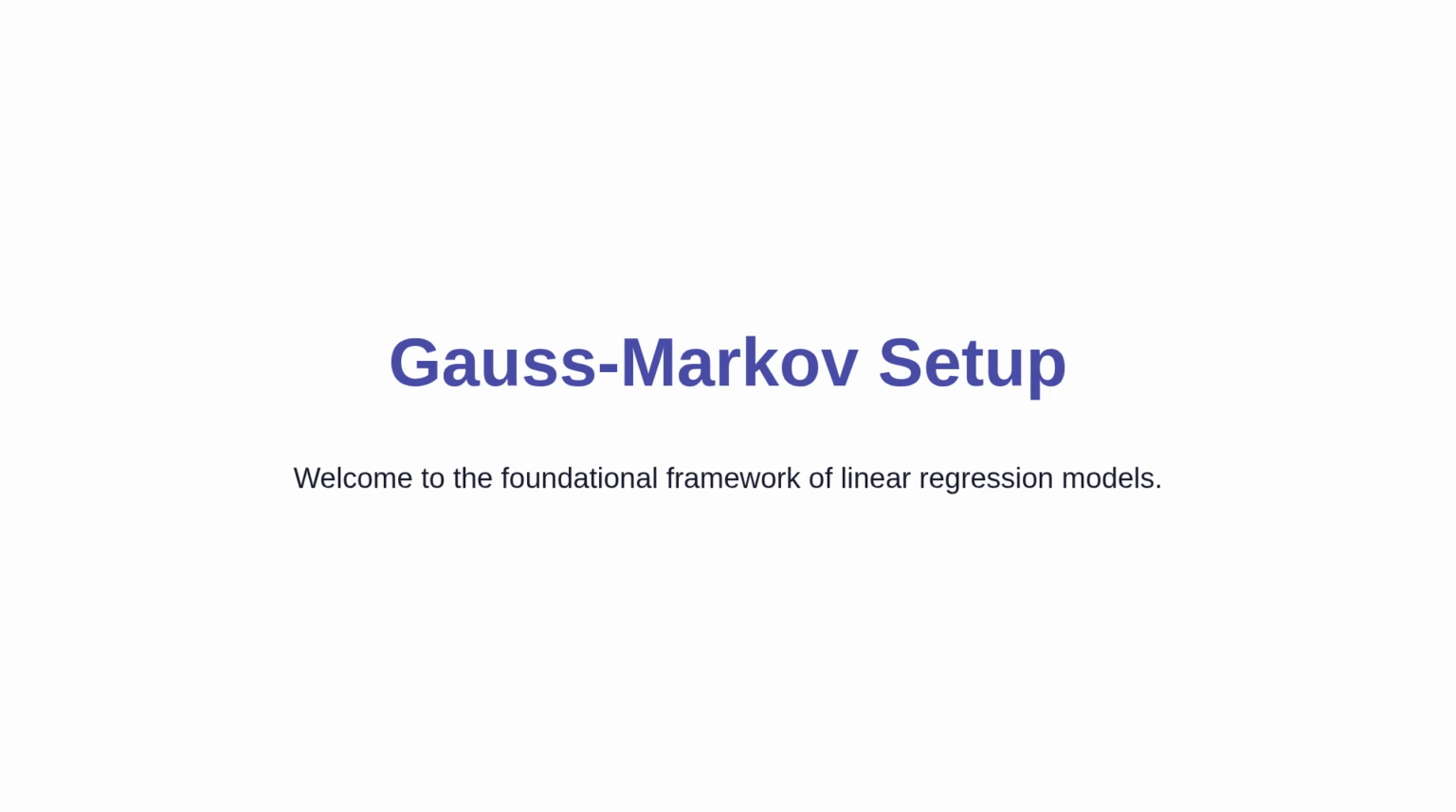In statistics, when we try to draw a line through data points to make predictions, we are building a mathematical house. The Gauss-Markov setup is exactly that solid ground. Let us explore what this means.